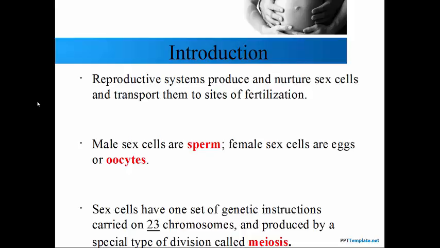In males, these sex cells are the sperm, and in females, the sex cells are called the eggs, or also called the oocytes. Whenever you see this prefix here, OO, that's a reference to eggs. So an oocyte is just an egg cell.